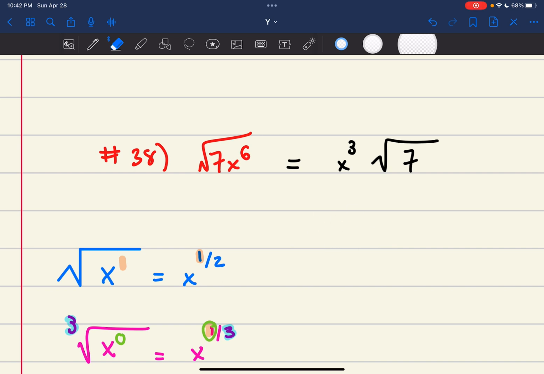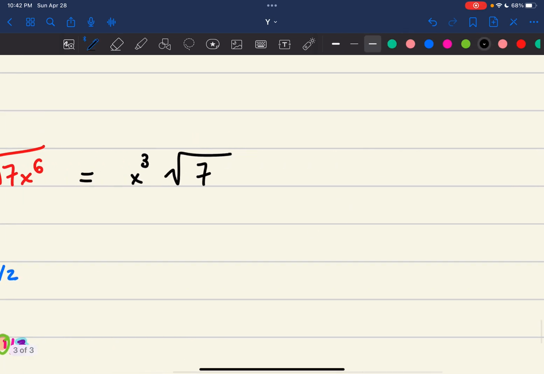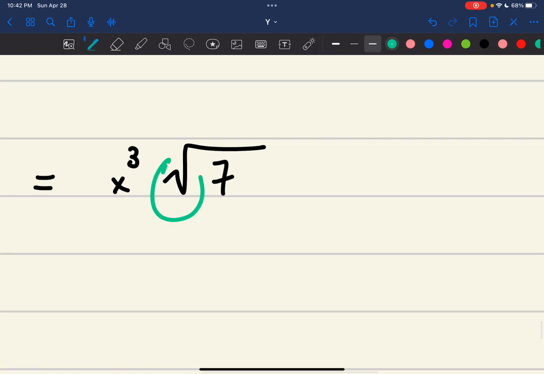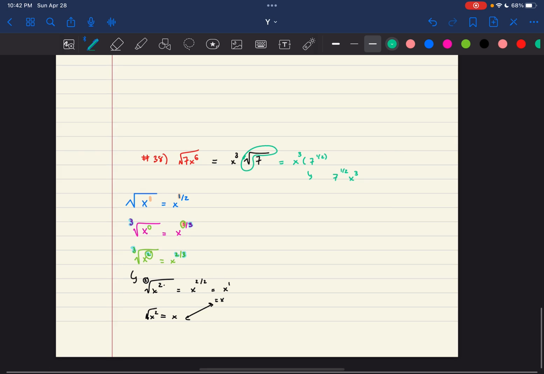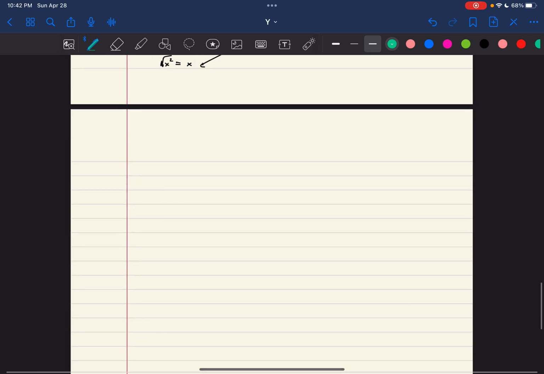But we want it in exponent form, right? So, like I just told you, the square root is the same thing as saying to the 1/2. So the ultimate answer is going to be x cubed times 7 to the 1/2. I don't know if he has you write the number first, but this is the final answer for 38. Okay, so let me do one more example.